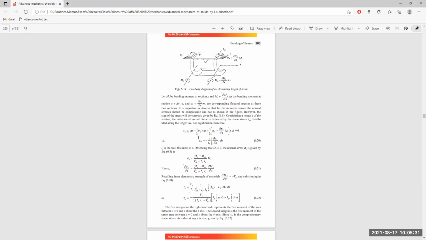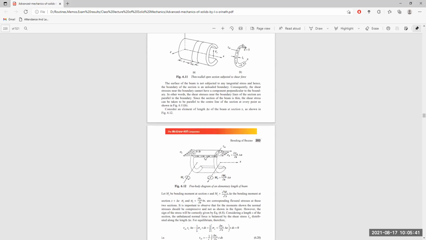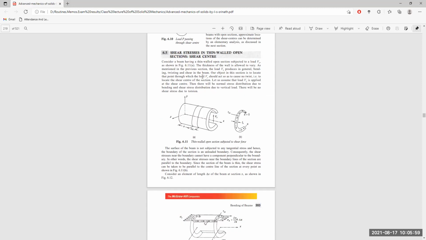Okay. Now, considering a length S, this is the length S of the beam. The side of the section is shown here. What is given here is that the width is equal to TS. Although the width is more or less the same, we have already mentioned that the thickness is variable in nature. What you see here, the thickness of the wall is allowed to vary.